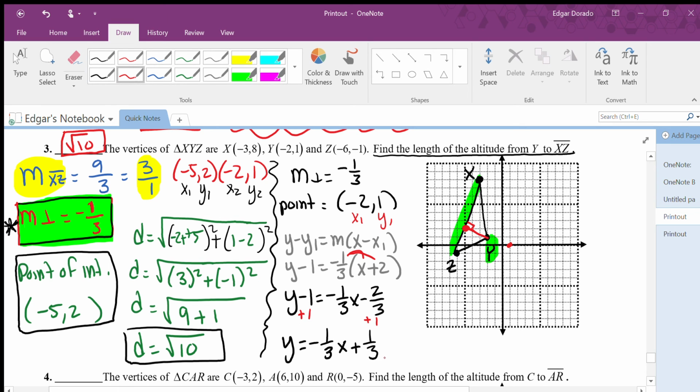If you're having trouble adding those fractions, that negative 2/3 plus 1, remember that 1 is the same thing as 3/3. So what's negative 2/3 plus 3/3? That's just like saying what's negative 2 plus 3. It's just 1. And in this case, it would just be 1/3. This is my final answer if I were being asked to write the equation.